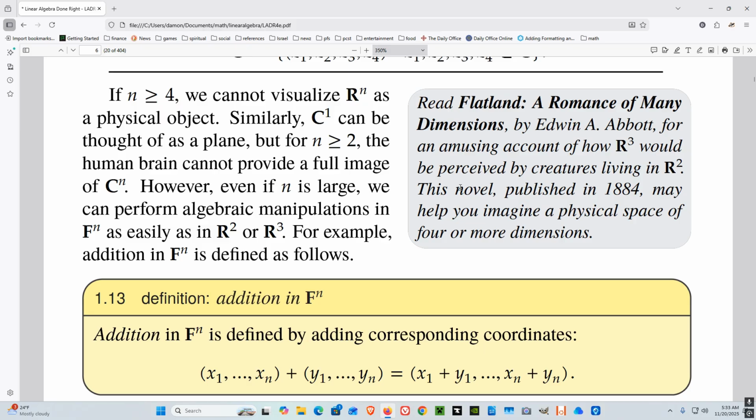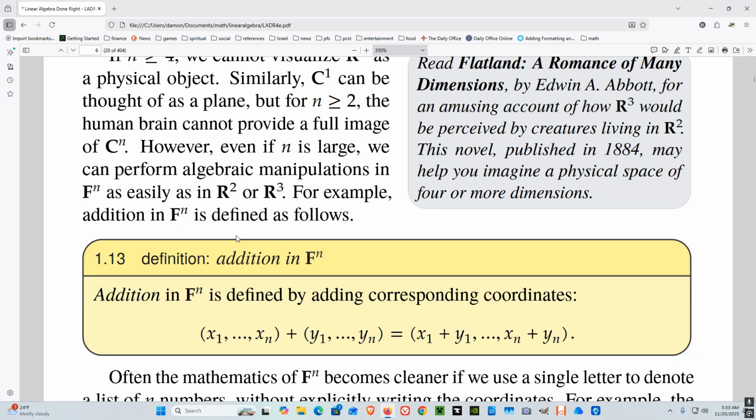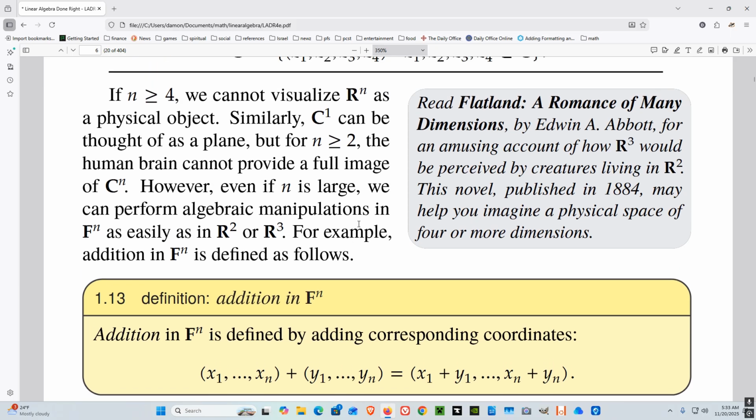However, even if n is large, we can perform algebraic manipulations in F to the n as easily as in R squared or R cubed. Okay, good. So we do visualize this algebraically, but don't we think of everything in, yeah. So for example, addition in F to the n is defined as follows.